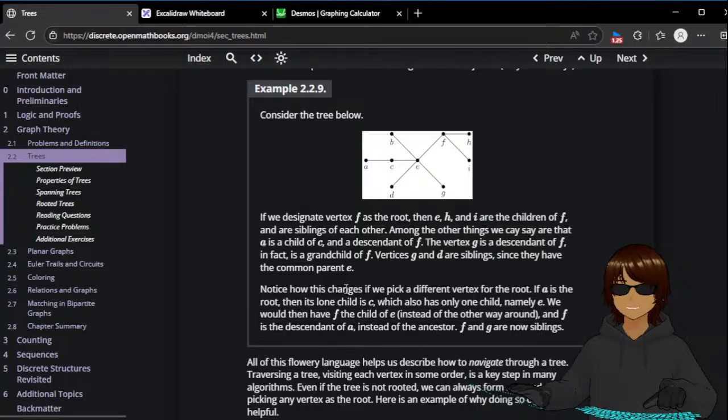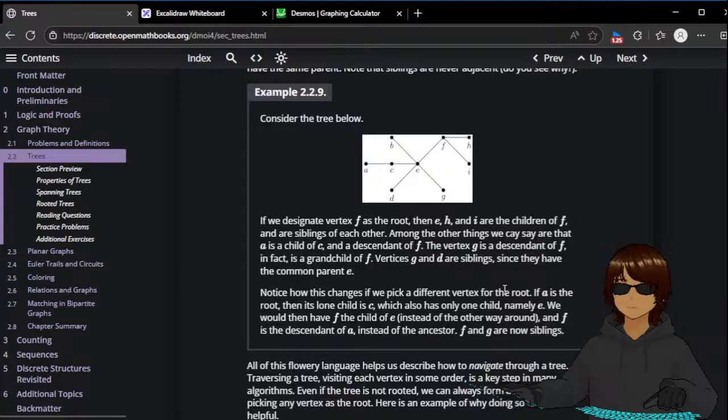Notice how this changes if we pick a different vertex for the root. If A is the root, then its lone child is C. A is the root, C is the only child, and then B, E, D are siblings. And then B, D have lone children, F and G are siblings, and then H and I are siblings.